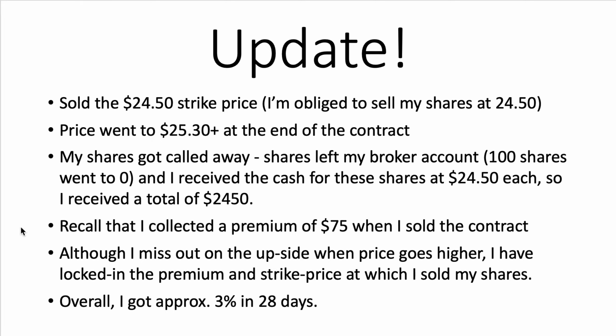So recall, in the previous video, I'll put a link up, but I collected a premium when I sold this contract, so I collected $75. So I know I missed out on the upside, so it's gone to $25.30. Who knows what it is today, but I have locked in the premium and the strike price at which I sold my shares. Overall, I got about 3% in 28 days. So there we go, that's the update.